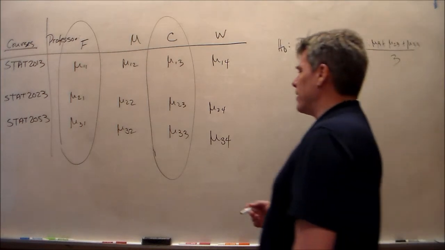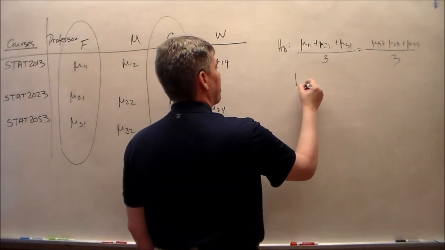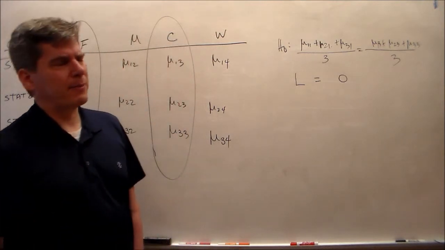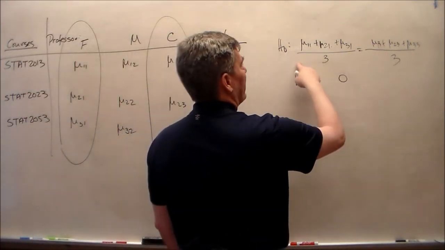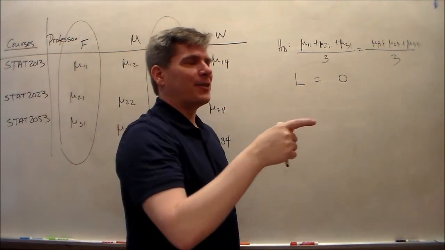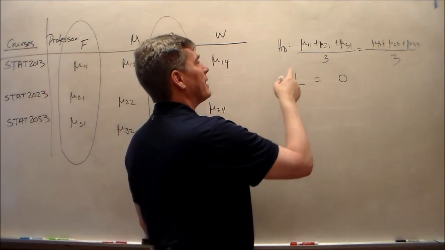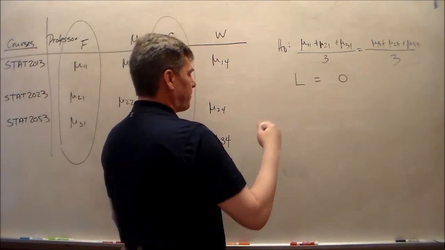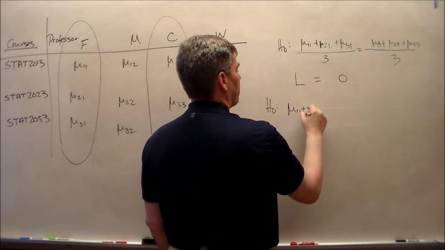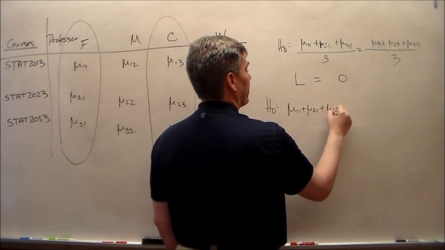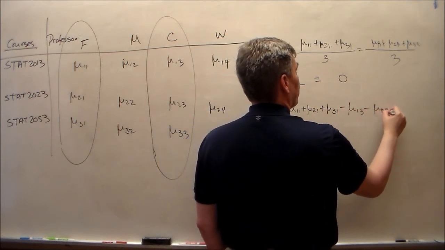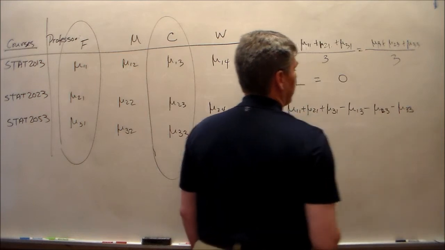Now again, remember that when we're doing contrasts, they always have to be in the form of L equal to some number, and that some number is almost always 0, by the way. So that means that we are going to multiply through by 3 to get rid of the fractions, and then move everything to one side. So our null hypothesis here is mu 1,1 plus mu 2,1 plus mu 3,1 minus mu 1,3 minus mu 2,3 minus mu 3,3 equals 0.